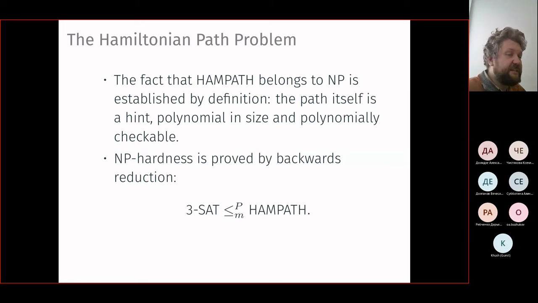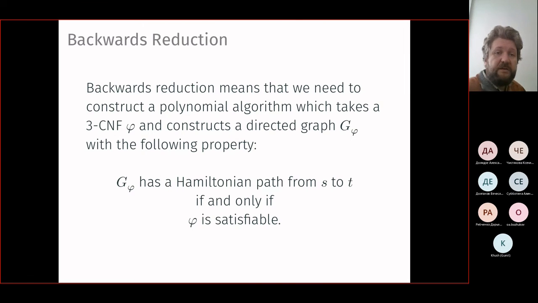And we reduce 3-SAT by Karp polynomial reduction to Ham path. I'm speaking fast here because it's things we already know. So backwards reduction means that you have a 3CNF phi, a Boolean formula in 3 conjunctive normal form, and we construct a directed graph called G phi with the following property: G phi has a Hamiltonian path from S to T, which are designated vertices of this graph, if and only if the formula is satisfiable.